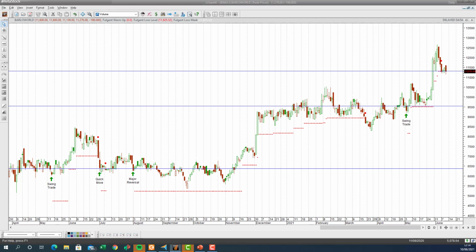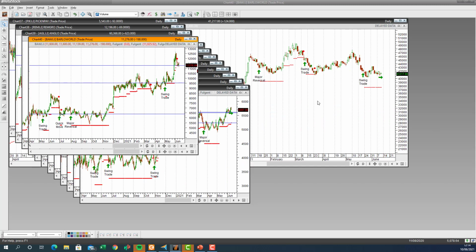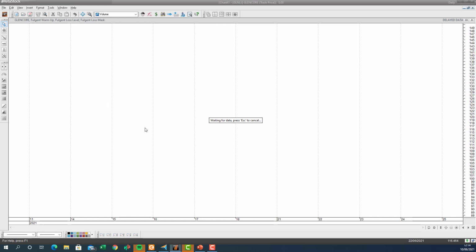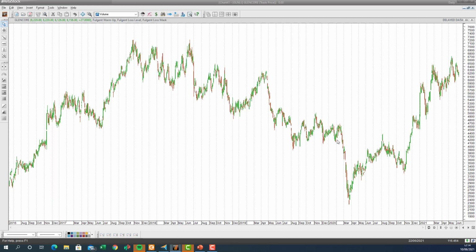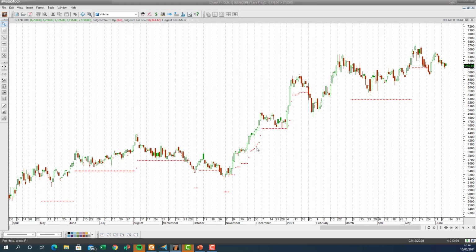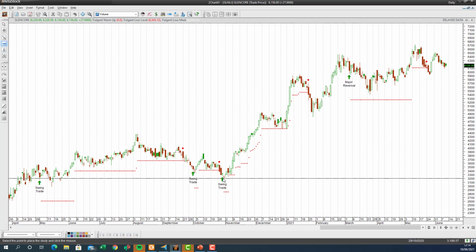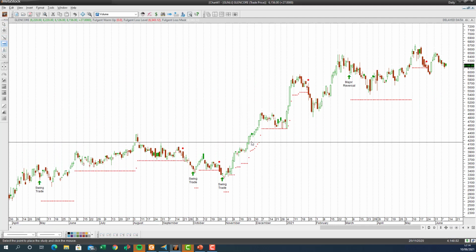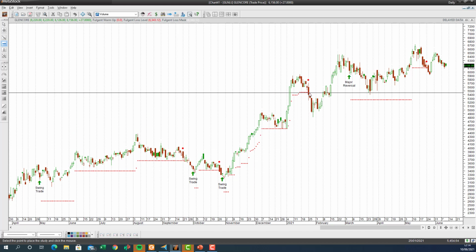Harmony is another interesting one. Glencore, let's have a look at Glencore. Still loading. We're going to run out of memory soon. It takes a lot of data. This swing trade, lovely trade. Went up and up and up and hit the stop loss over there. So this one worked out lovely.